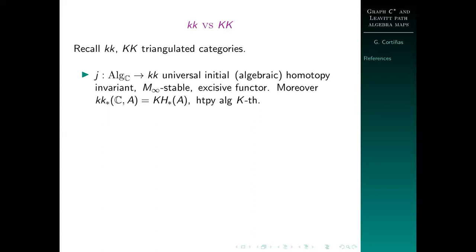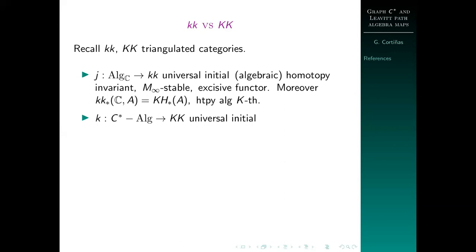So here I should say that the star, KK_n of C, A is the homomorphisms in the triangulated category KK from C to the n-fold loops of A. So KK minus 1, say, of C, A is, well, the maps from C to the suspension of A, and KK_1 is the maps from C to the loops of A. Okay.